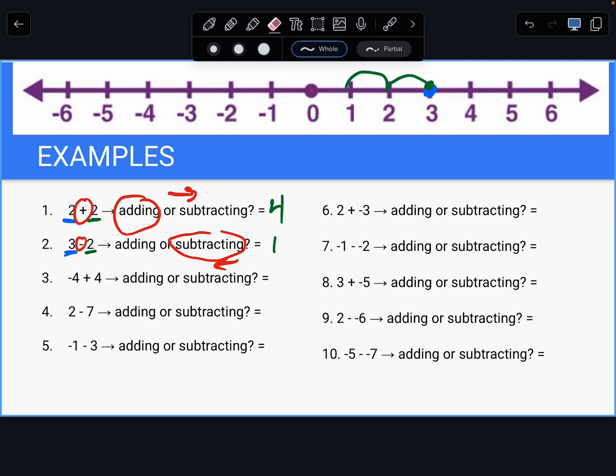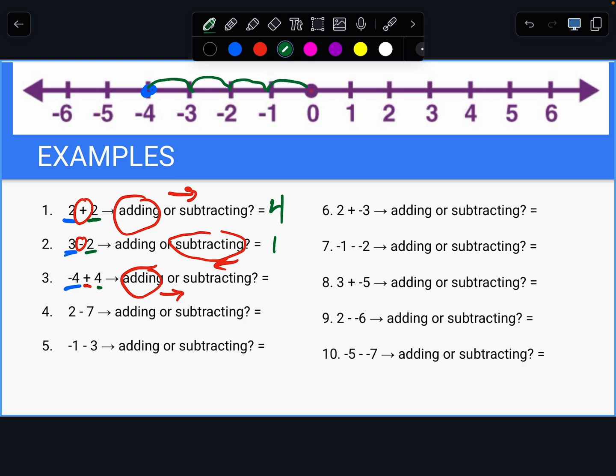Okay, moving on. Going to the next one. We start at negative 4. Okay, so here's negative 4. We're starting at negative 4. Then we look at the sign. We see that we're adding. Adding means we're going to the right. And how many spaces are we going to the right? We're going to the right 4. So negative 4 plus 4 means that we're starting at negative 4 and going right 1, 2, 3, 4. We see that we end up at 0.